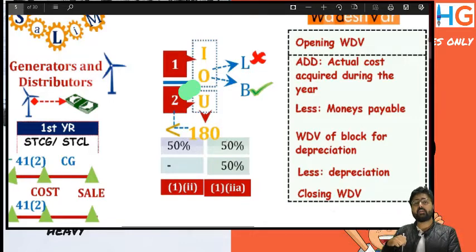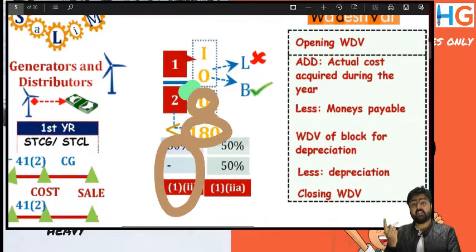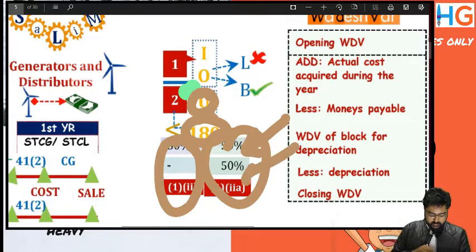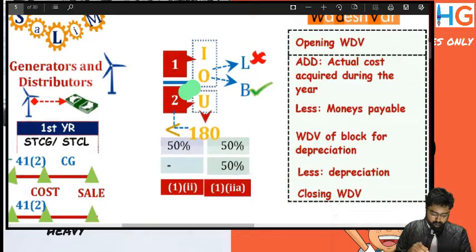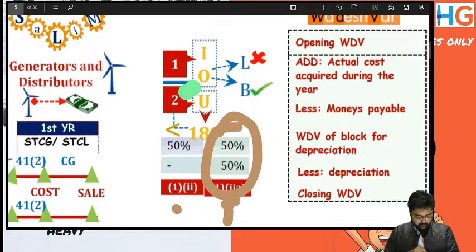If I've purchased the asset during the year and I've used it during the year for less than 180 days, then half depreciation will be allowed. Used less than 180 days, half depreciation will be allowed. For additional depreciation, since the government says that we do not want to postpone the development of India, the government has allowed the balance 50% additional depreciation in the next year. This is additional depreciation, this is depreciation.